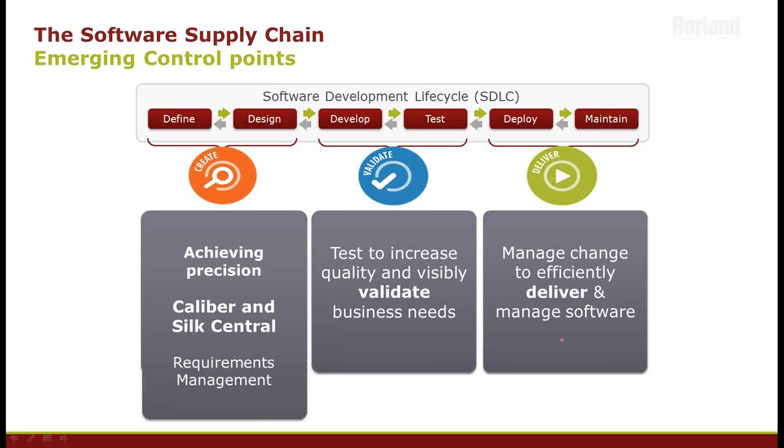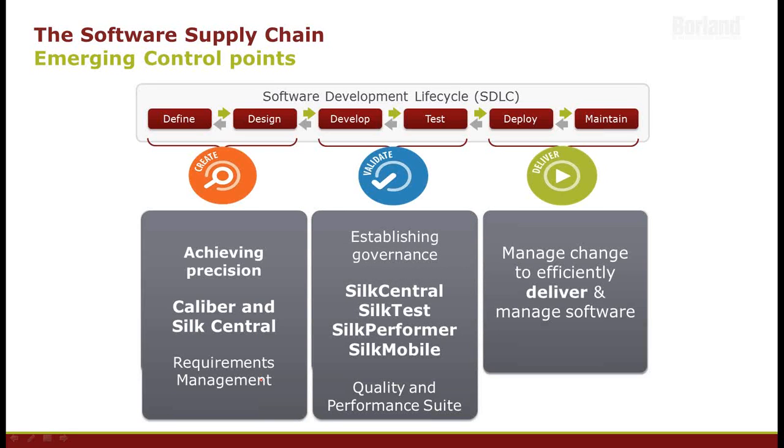How have we, over the last few decades, been helping our customers achieve success and precision? It is through our various solutions, which are individually called Caliber and Silk Central, under requirement management, and helping our partners establish governance in the validation phase through Silk Central, which is test management, Silk Test for automation of functional testing, Silk Performer for performance testing, Silk Mobile for functional testing of mobile applications, providing quality and performance suites.